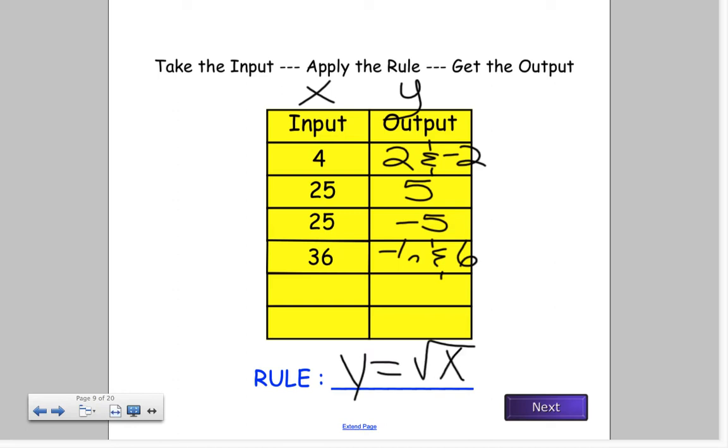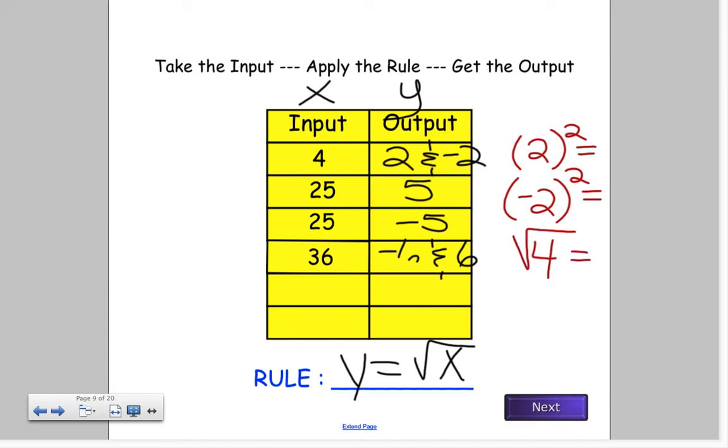Because if you think of the square root of x, the opposite of square rooting is squaring. So you guys agree that if you took 2 and squared it, and then negative 2 and squared, you'd get 4 for both of those. Negative 2 times negative 2 is 4, 2 times 2 is 4. So then if you want to go backwards to undo the squaring, you square root, which means that perfect squares have 2 answers. Okay?